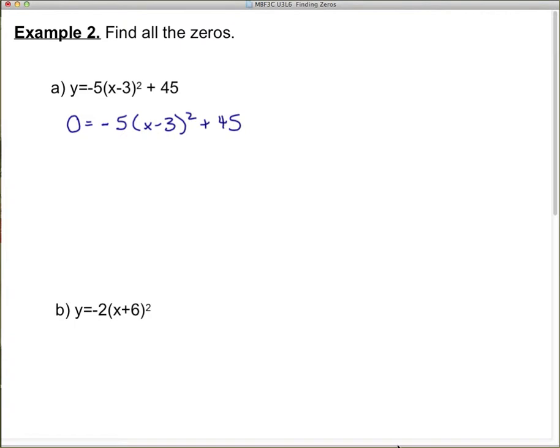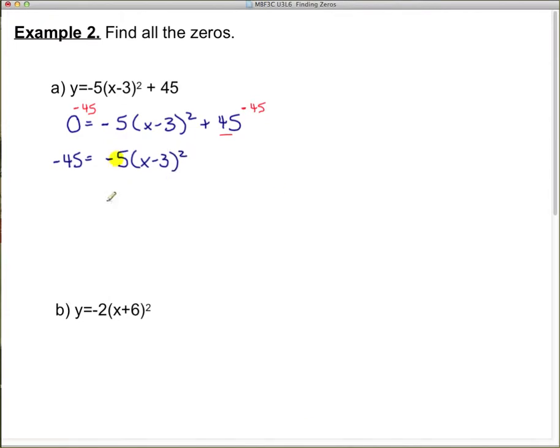The first thing I've got to get rid of is this thing floating around on the end here. So I'm going to do that by subtracting 45. But if I subtract 45 on that side, I also have to subtract 45 on that side. So this side becomes negative 45. And the other side is negative 5 bracket x minus 3 all squared.